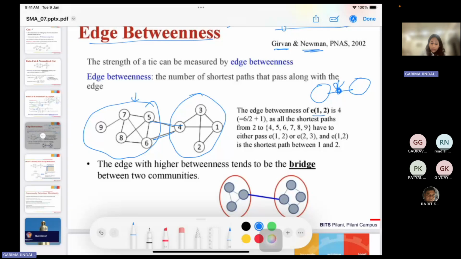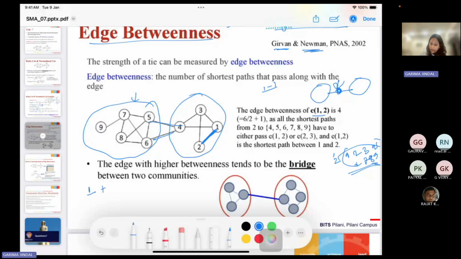Suppose we need to calculate the edge betweenness of edge 1. Okay, so now in this case, we will be considering all the shortest paths. Okay, so for example, the shortest path from 2 to 1, 2, 3, 4, 5, 6, 7, 8, 9. Okay, so you have to consider the shortest path from 2 to all the other nodes. Now when you are calculating that, firstly, we are considering 1 to 2. So from 1 to 2, there is only one shortest path, and that is passing through this particular edge. Okay, so this contributes to the edge betweenness.